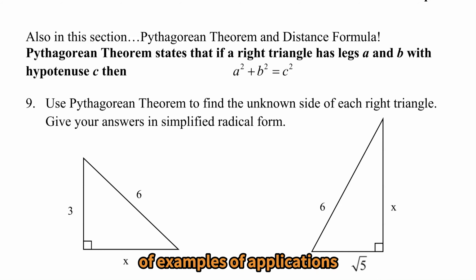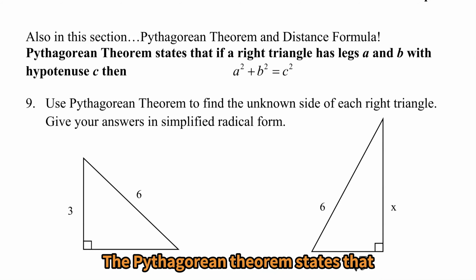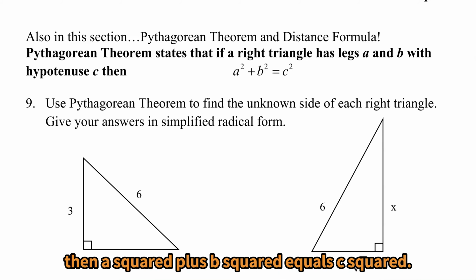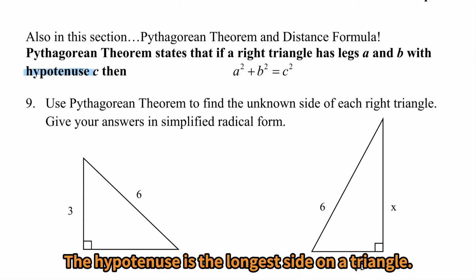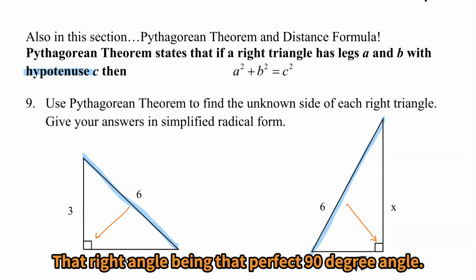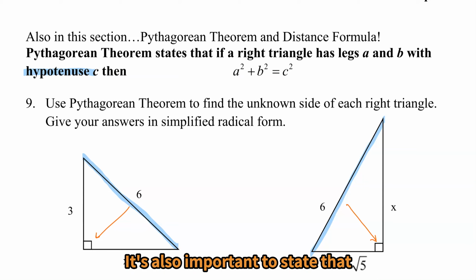Let's take a look at a couple of examples of applications with radical expressions. The Pythagorean theorem states that if a right triangle has legs a and b with hypotenuse c, then a squared plus b squared equals c squared. The hypotenuse is the longest side on the triangle, and it's always opposite the right angle, that perfect 90-degree angle.